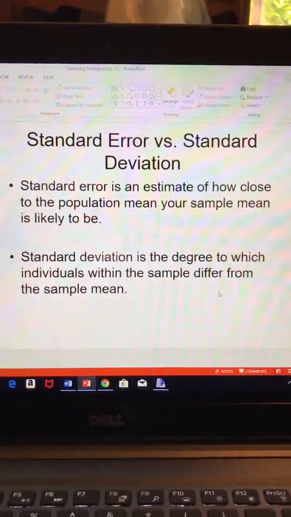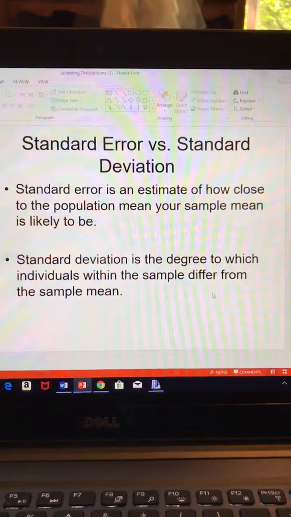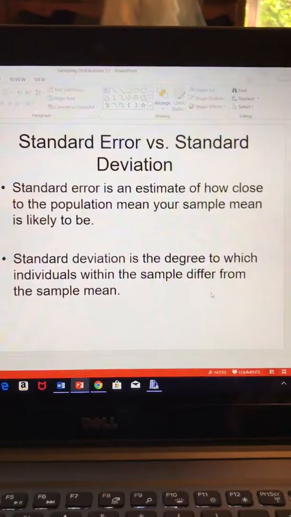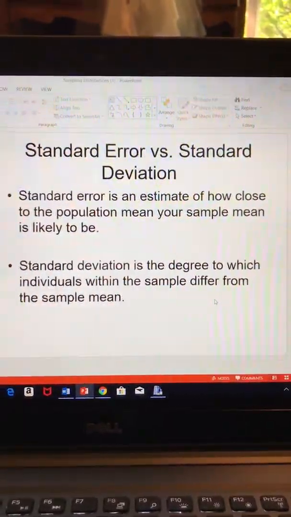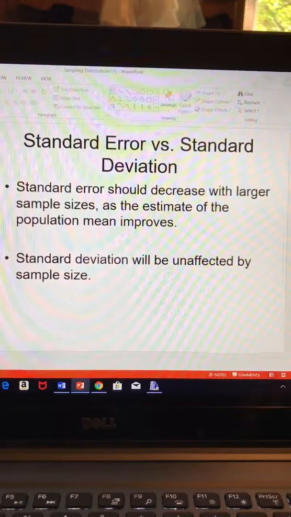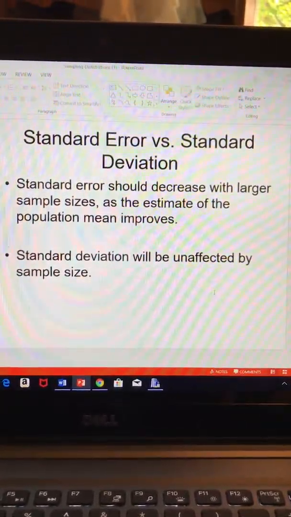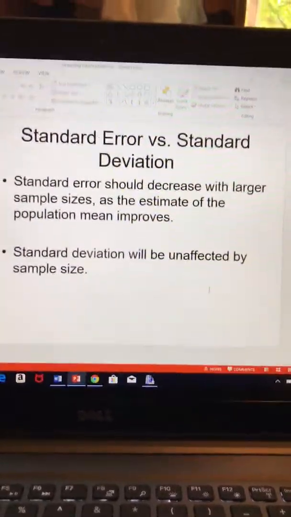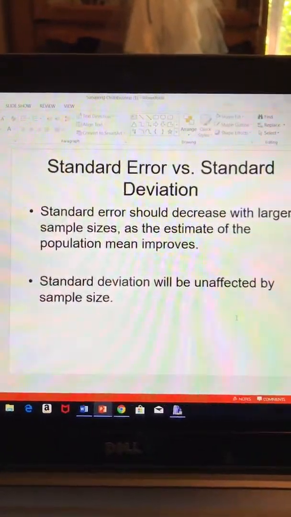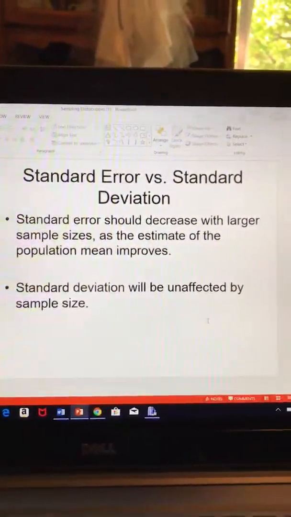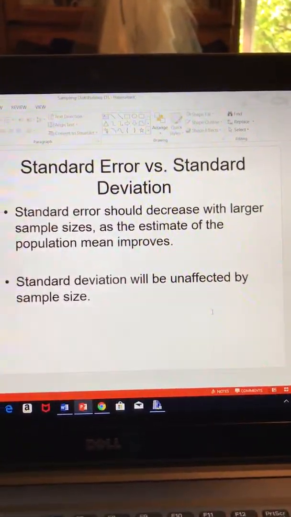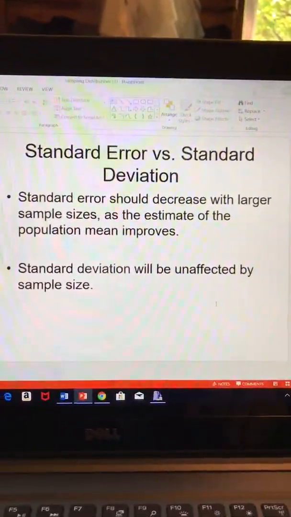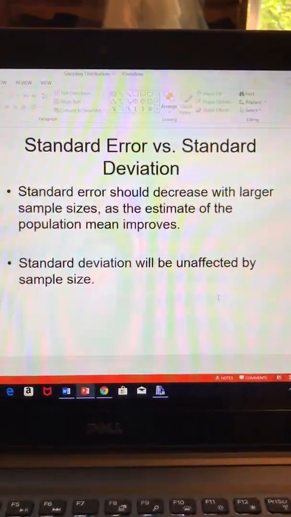So standard deviation tells you your mean's always in the middle, and standard deviation tells you if it's above the mean, below the mean, and, if you do a standard normal, exactly how far it is from the mean. Your standard error should decrease with larger sample sizes. Like I said, if you have a population of 100 and you pull out 50, versus pulling out, say, 90, then the mean of those 90 should be really, really close to the mean of 100 because you've almost pulled out the whole population. And the standard deviation is unaffected by your sample size.